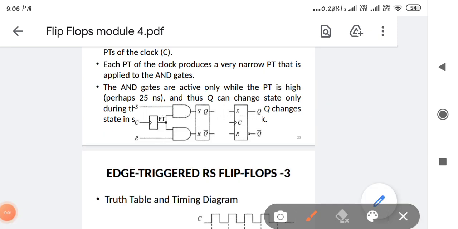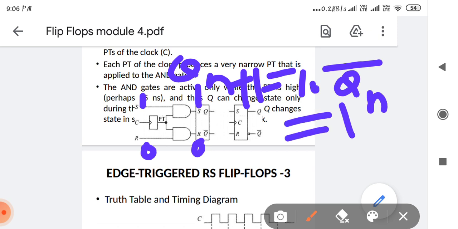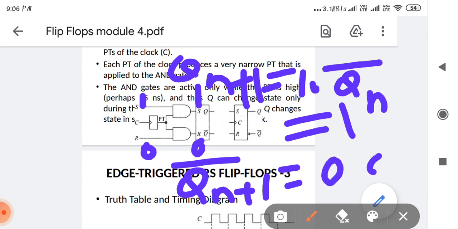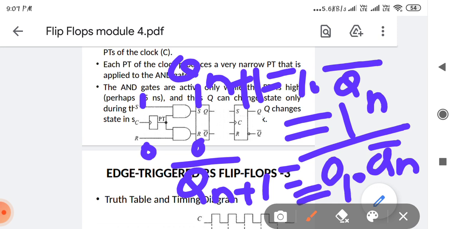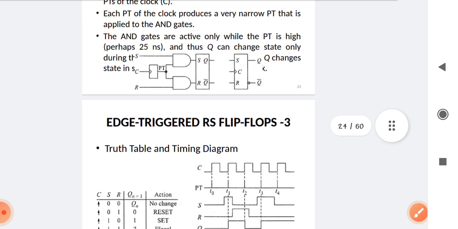Next is that one, can we take it? S is 1, R is 0. 0 and 1 is a 0, 1 1 is a 1. 1 into Qn, Qn+1 equals Qn bar equals 1. Qn+1 whole bar equals 0 into Qn bar whole bar equals 1. Both are 1 in that one. It is a set.